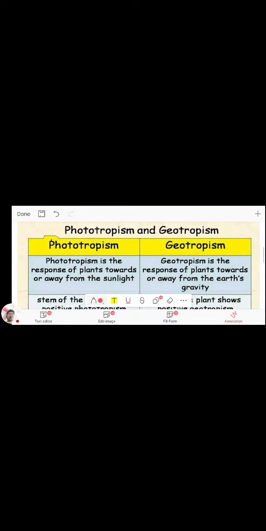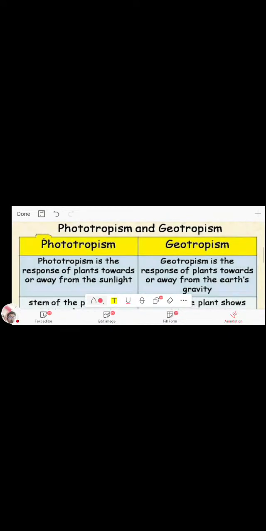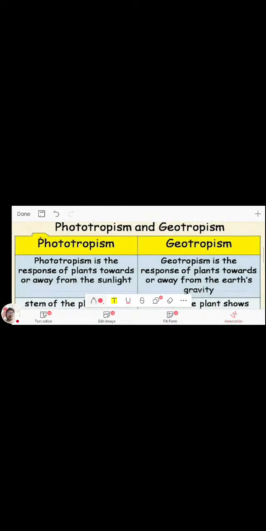So in life processes, in control and coordination, there are different types of movement in plants. There are tropic movements and nastic movements. In tropic movements, there are phototropism, geotropism, hydrotropism, chemotropism, thigmotropism.